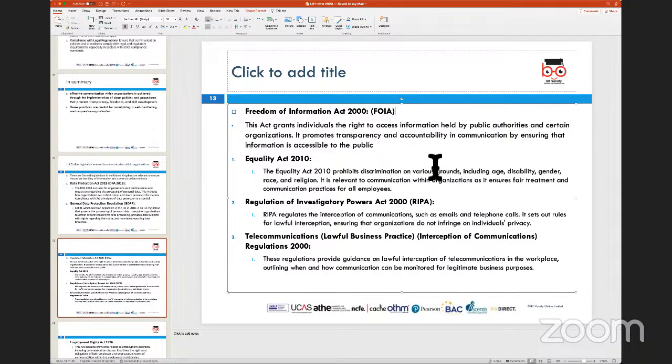Now, there are other acts like the Equality Act of 2010, which basically says that no discrimination can be done on the basis of age, gender, disability, race, or religion. And this is something which all organizations need to communicate to their employees, that there can be no injustice or discrimination carried out on the basis of where people come from, what culture they belong to, what their race or religion is. And this is covered under the Equalities Act of 2010.